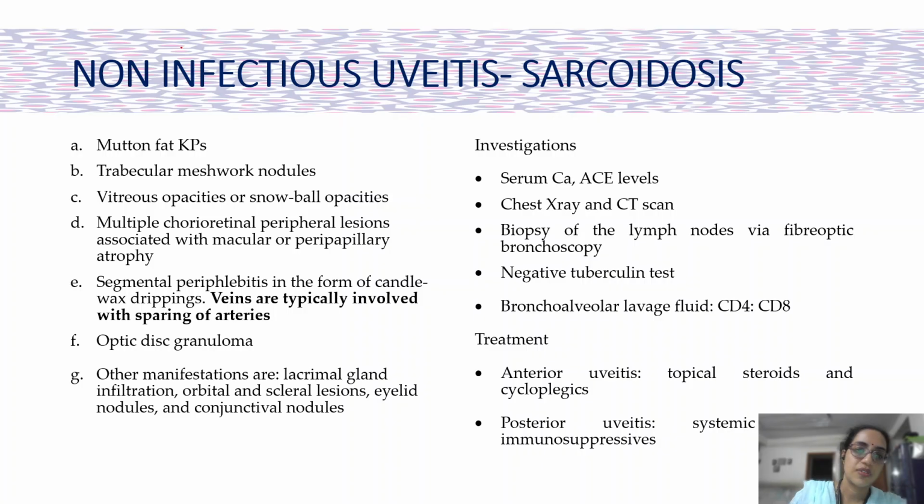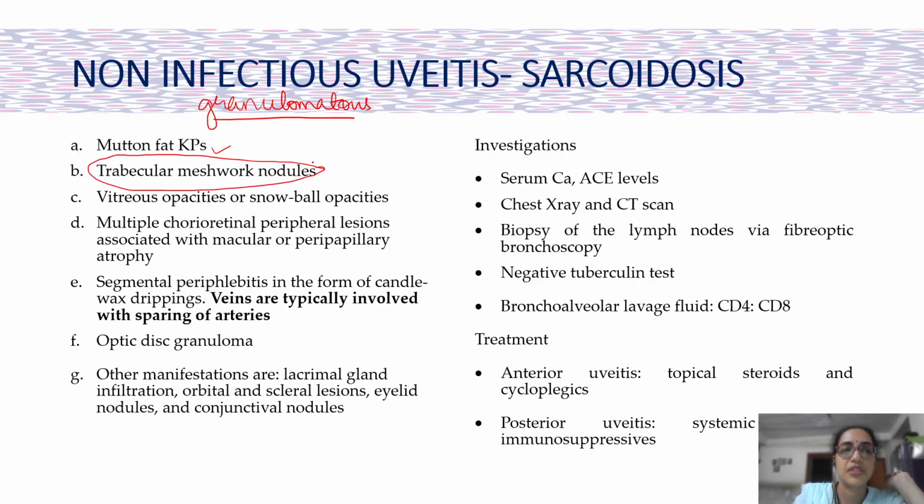So, what are the ocular manifestations in sarcoid? Usually, they present with a granulomatous uveitis. You never get a non-granulomatous variety of uveitis in sarcoid. It's always granulomatous. And typically, you get the mutton fat keratic precipitates, but something that is very characteristic of sarcoid is nodules which are present in the trabecular meshwork, and these are known as Berlin's nodules.